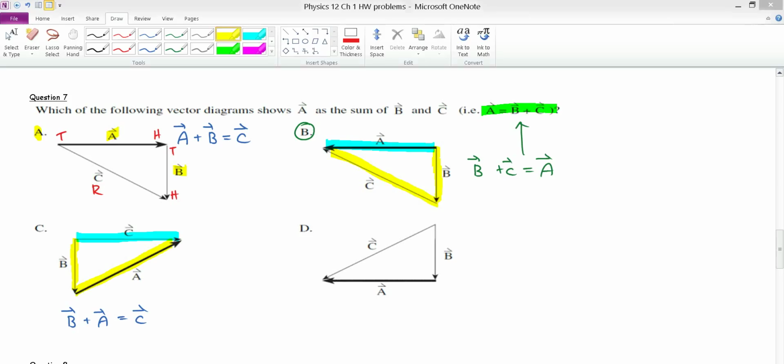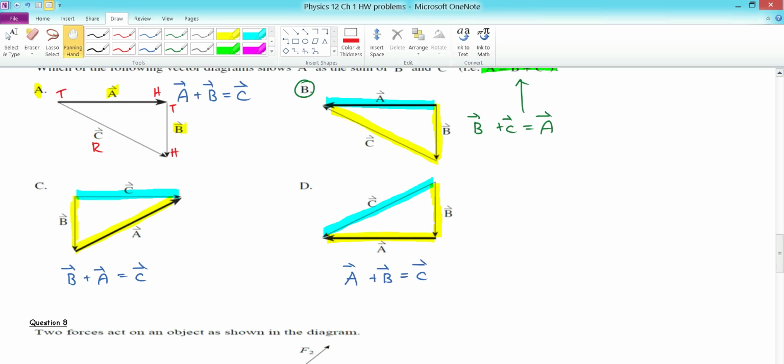All right, if we look at option D, we can see that vector B is being added to vector A, and that will give us the resultant of vector C. So for option D, we actually get vector A being added to vector B, which gives us our resultant, which is vector C, which is still not what we're looking for, so D would be the right answer. All right, let's move on to question number 8 now.